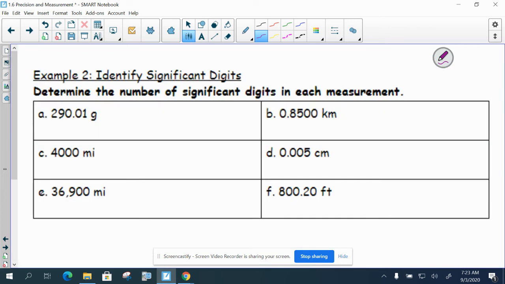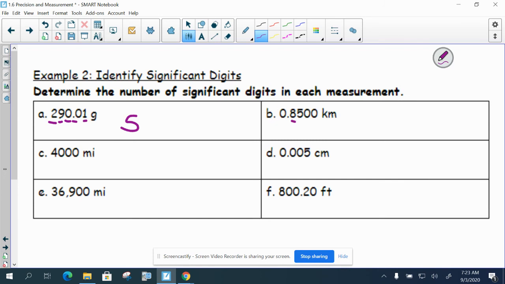All right, let's do some practice with determining the number of significant digits. Okay, part A. We have 290.01. Let's first underline the non-zero digits, 2, 9, and 1. Now, would these zeros count? Well, they are between 9 and 1, so as long as they're between 2 non-zero digits or 2 significant digits, then they count. So this would have 5 significant digits.